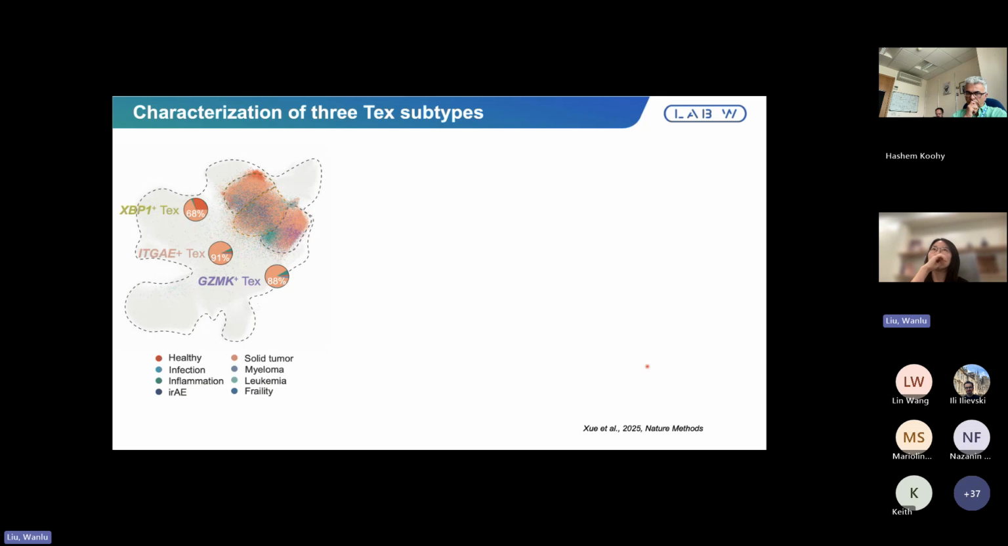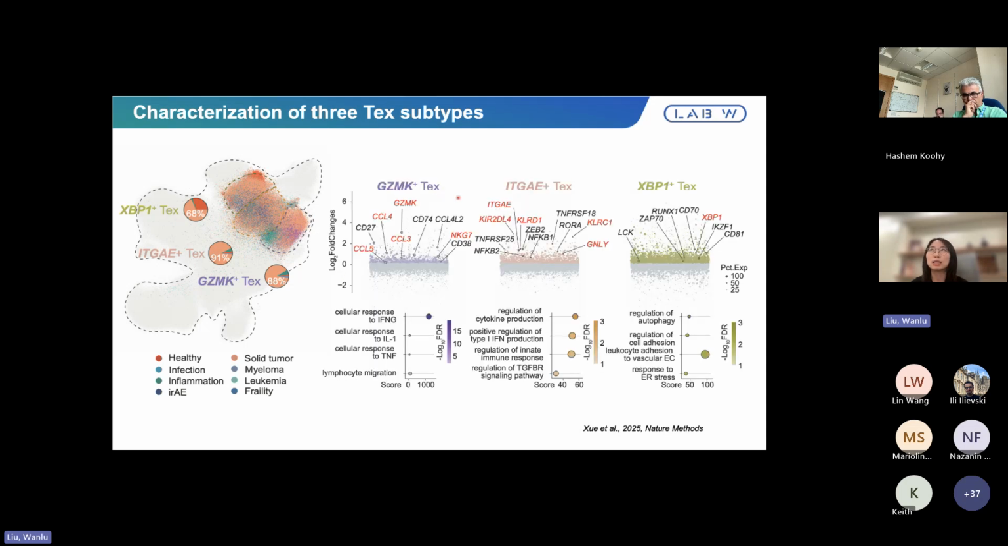So we looked into the exhausted T cells, and we only extracted those exhausted T cells from our collection, and then we did unsupervised clustering, and we got three exhausted T cell subtypes, which we named GZMK-TX, ITGAE-TX, and XBP1-TX.